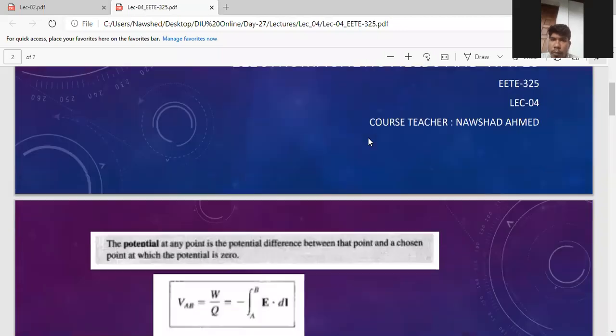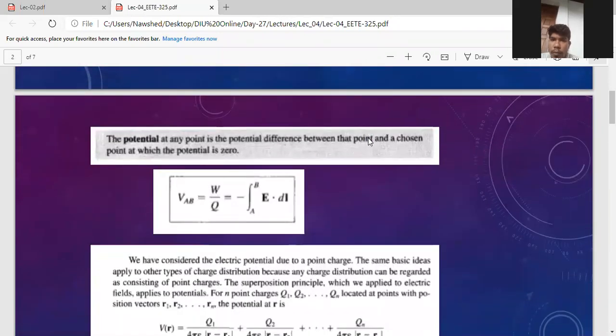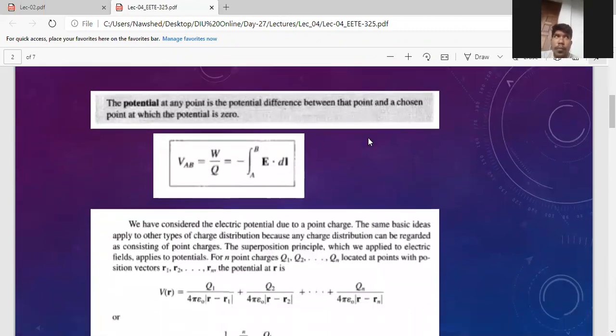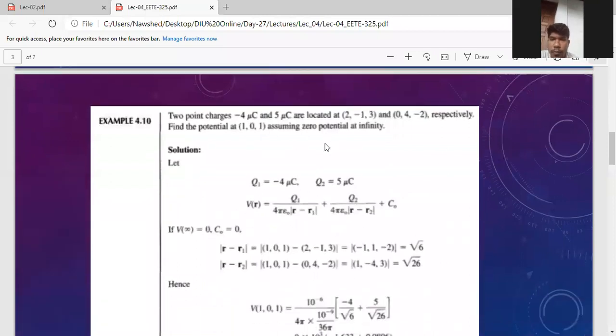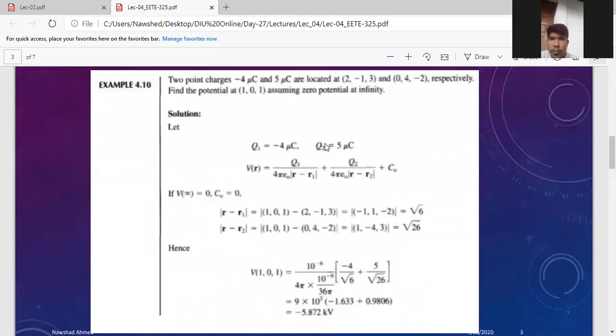In this lecture, we have discussed electric potential, or the voltage. The potential difference between two points is given by the formula V_AB = -∫ from A to B of E · dL. We have solved this equation for potential, and we have to remember that there is a mathematical example regarding electric potential. We have also solved this, and this is our example 4.10.